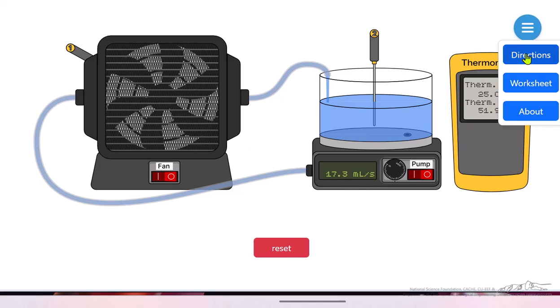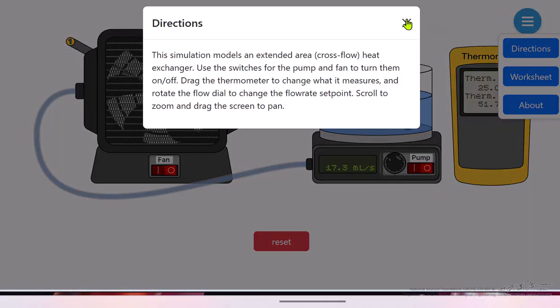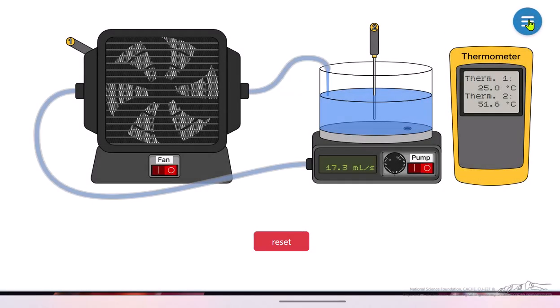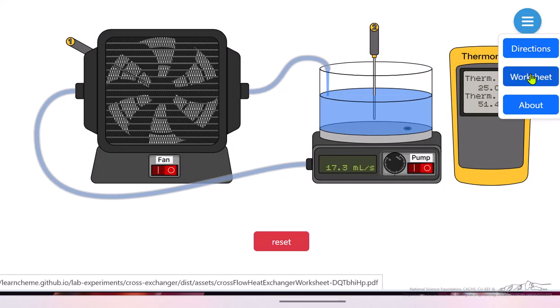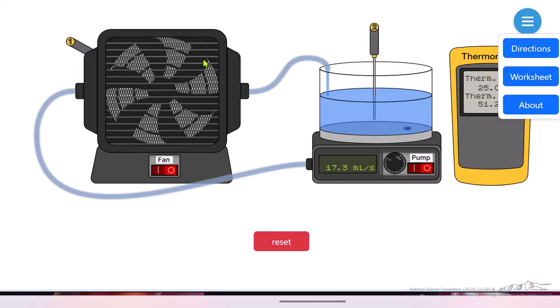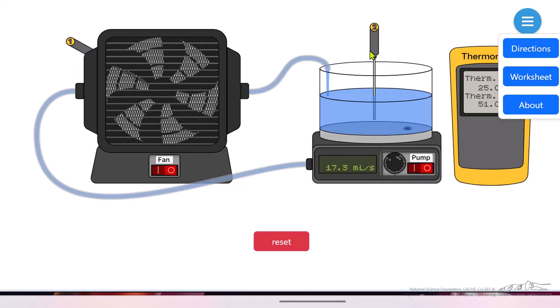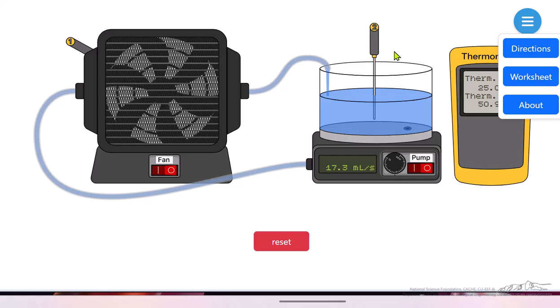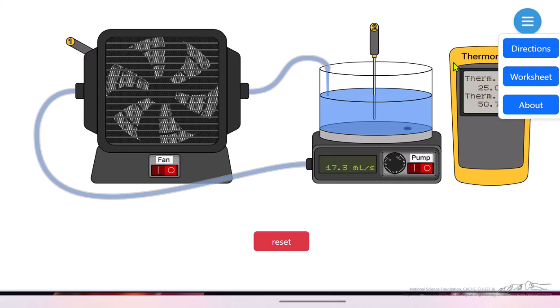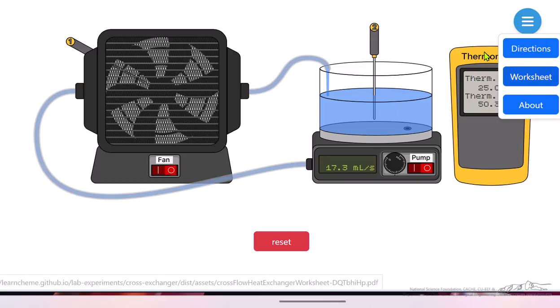The simulation has some directions that talk about what I've just mentioned. And then it also has the detailed worksheet that leads you through the calculations, indicates what measurements to make as a function of time, and particularly comparing as the temperature changed significantly in the tank.